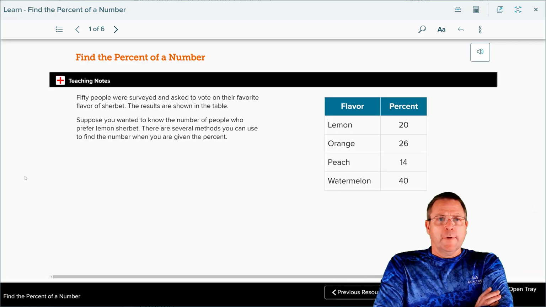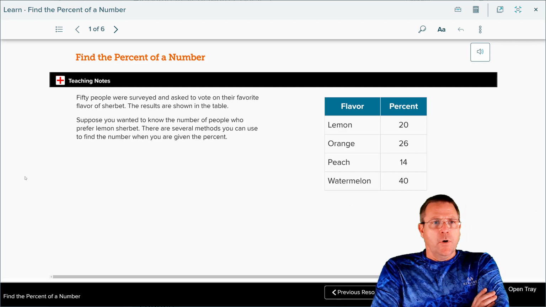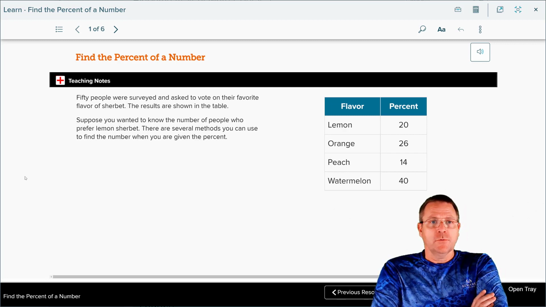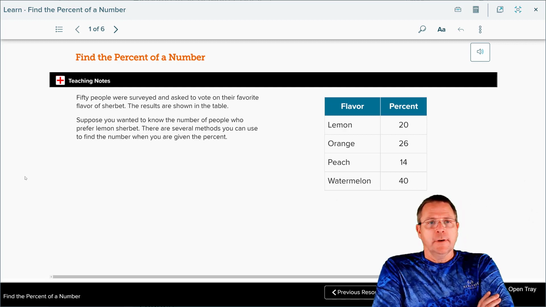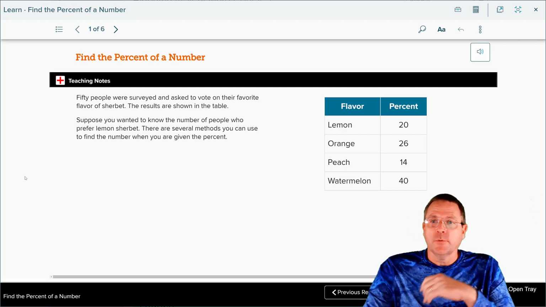50 people were surveyed and asked to vote on their favorite flavor of sherbet. The results are shown in the table. Suppose you want to know the number of people who preferred lemon sherbet. There are several methods that you can use to find the number when you are given the percent.